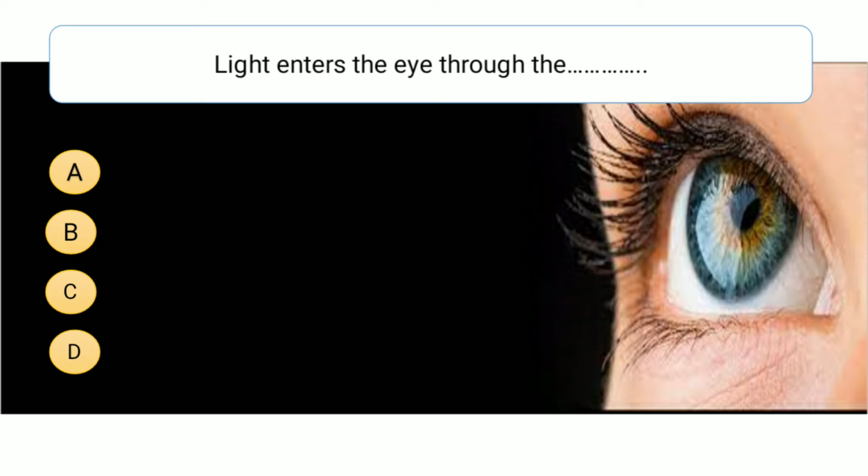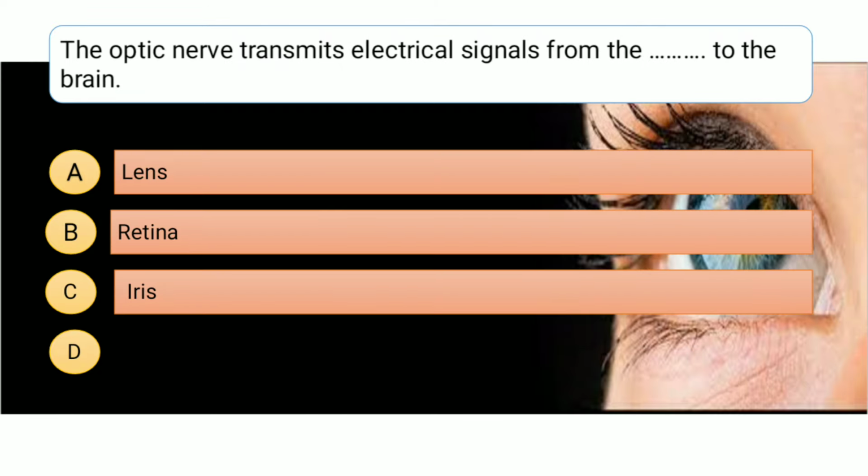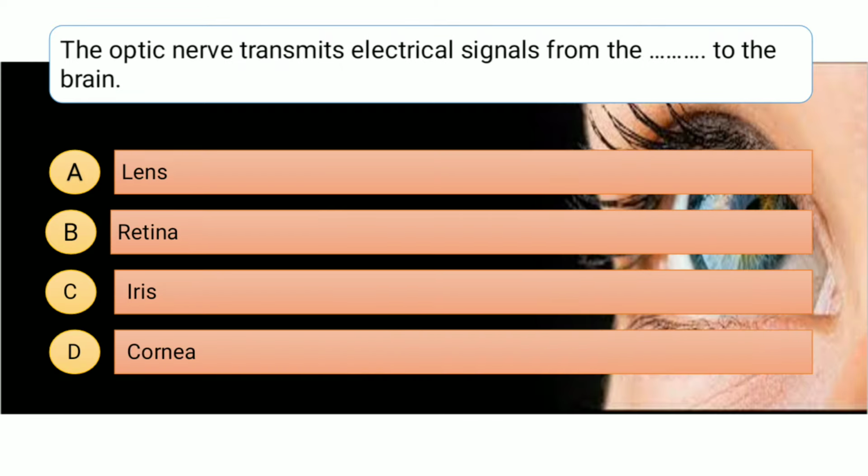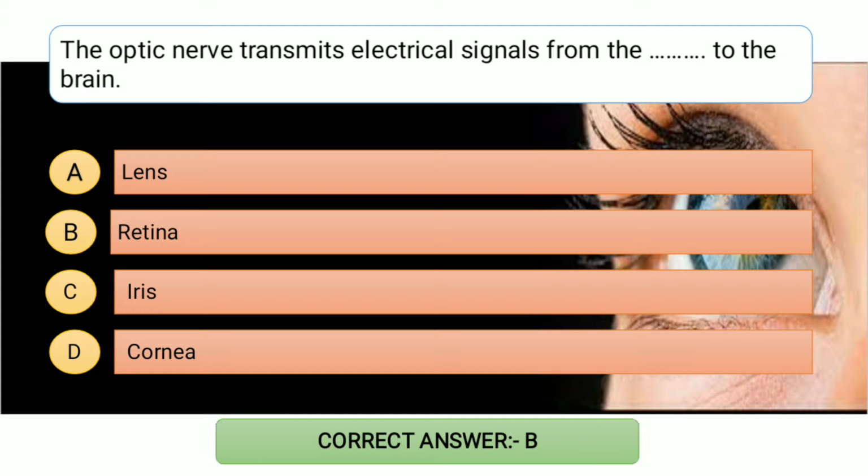Then the next question is: the optic nerve transmits electrical signals from the dash to the brain, and the options are option A lenses, option B retina, option C iris, or option D cornea. So students, the right answer of this question is option B, that is retina.